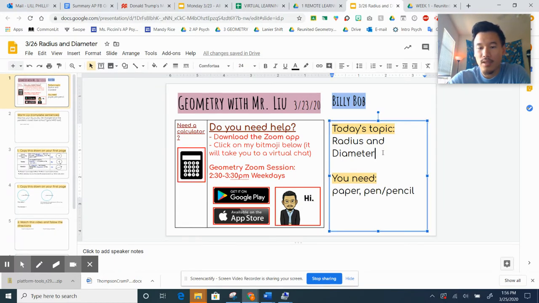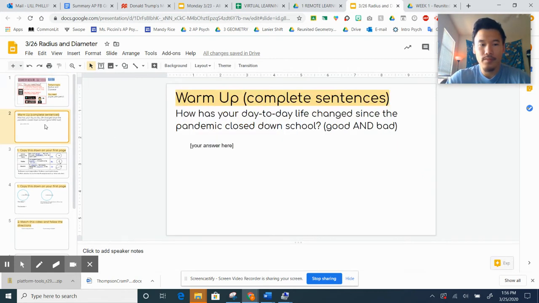Now, today's topic is radius and diameter, and what you're going to need is a paper and a pen or a pencil. All right. So here's your warm-up.